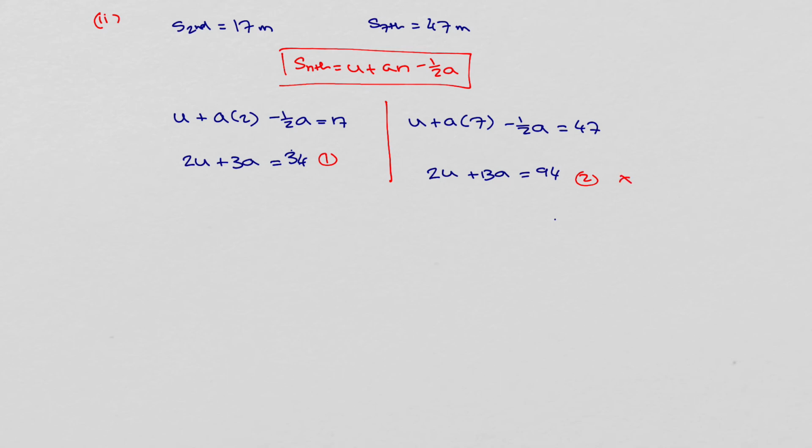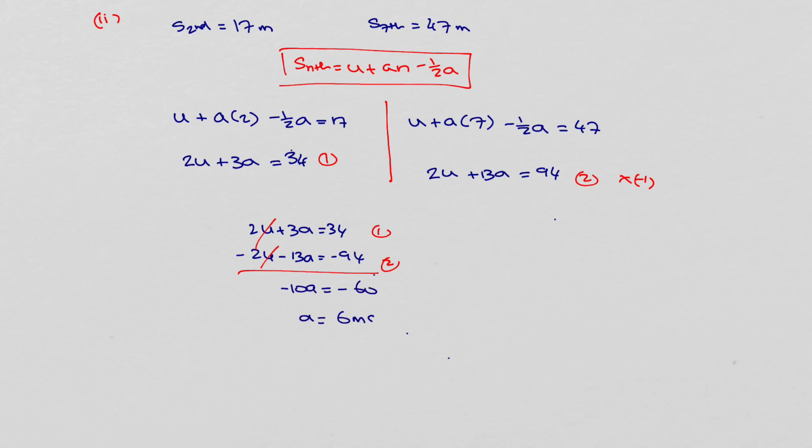So I'm going to multiply the second one there by minus 1. And that gives me 2u plus 3a equals 34. Minus 2u minus 13a is equal to minus 94. So that's gone. And that leaves us with minus 10a is equal to minus 60. And therefore the acceleration is 6 meters per second squared.